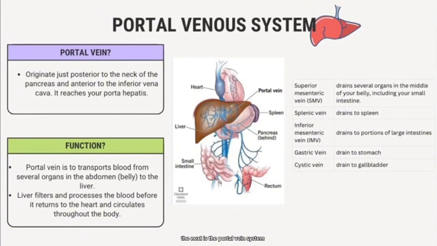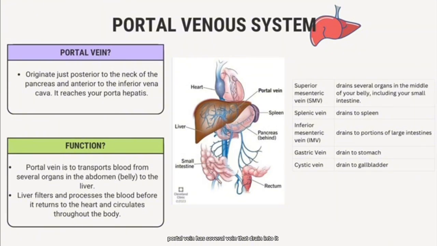Next is the portal venous system. The portal vein originates just posterior to the neck of the pancreas and anterior to the inferior vena cava. Its function is to transport blood from several organs in the abdomen to the liver, and the liver is responsible to filter and process the blood before it returns to the heart and circulates throughout the body.